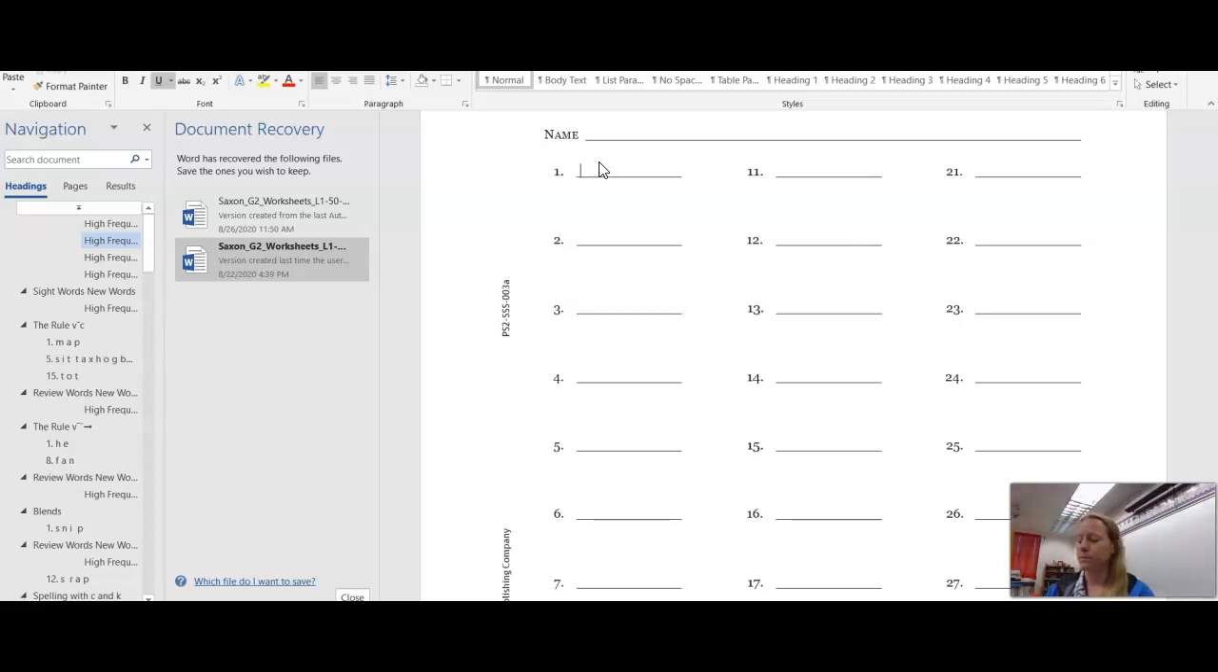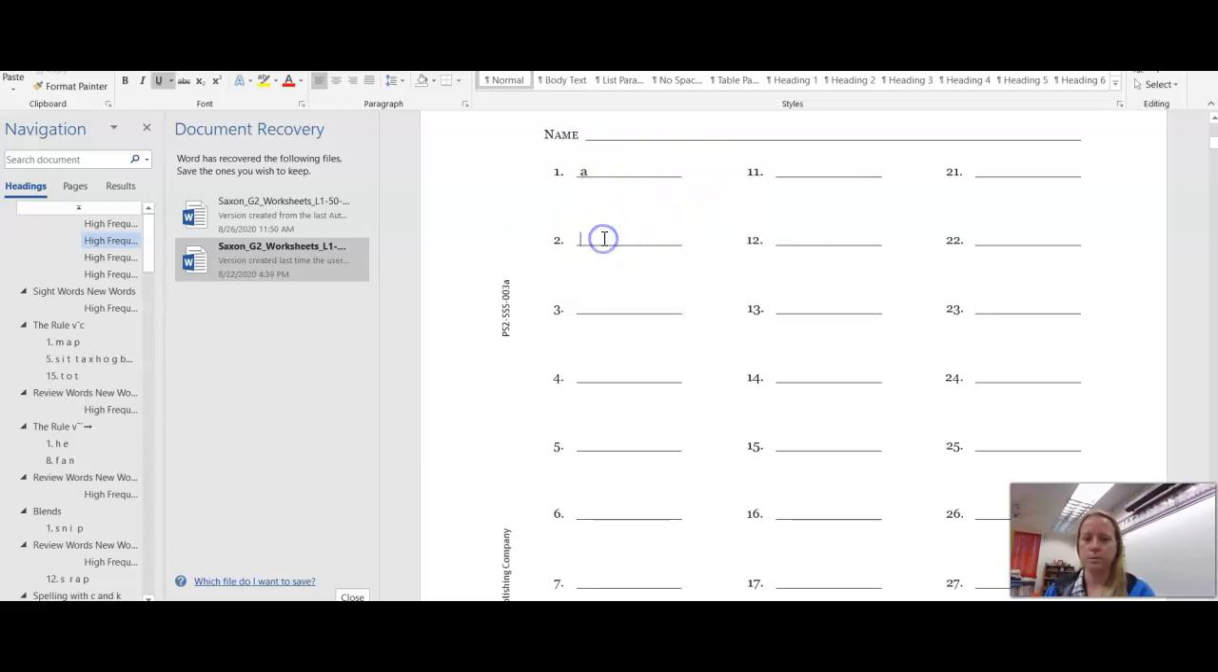All right, for number one, repeat after me. I'm going to point. I'm going to say the sound. Point to you. You repeat the sound. When I open my hand, I want you to tell me the letter that makes that sound, and then I point down and you write it. Okay? Ah. You repeat. You say ah. Say the letter that makes that sound. A. Write it.